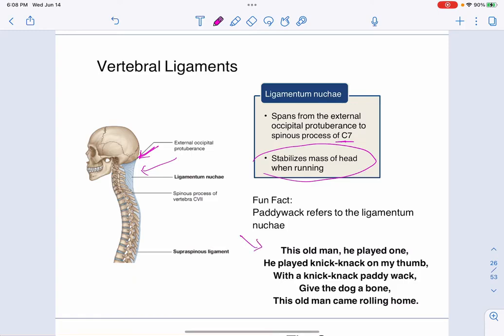Interestingly enough, I'm sure you've probably heard of this song. We all kind of sang it when we were younger. A paddywhack is that ligament. I think it's usually from a goat or some kind of small animal like that. They used to take this ligament and put it over a fire and cook it, and they would give the paddywhack to the dog. So somehow it got the name paddywhack. So if you're ever wondering what this song meant, it has to do with the ligamentum nuchae.